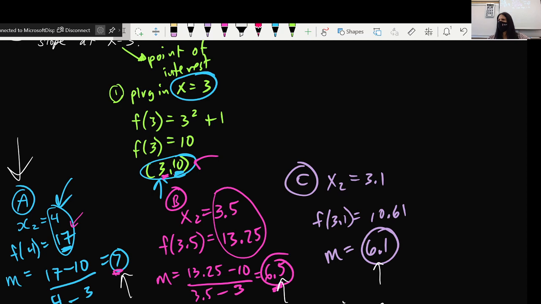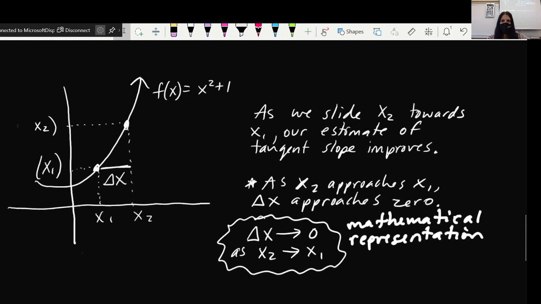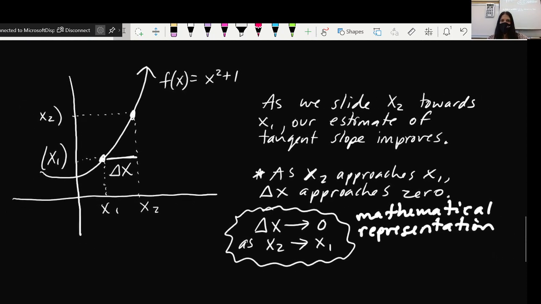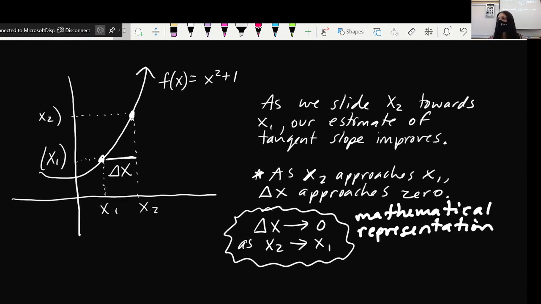New or review? A lot of review? Kind of building in some new concepts, but I think review is probably a good thing. So this is sort of just reiterating and repeating what we just did. But if we have, again, this graph here, and it's just a visual representation of what we're talking about. If we have our x1 value here and our x2 value here, the change in x is us bringing that value closer together. As we slide x2 towards x1, our estimate of the tangent slope improves.